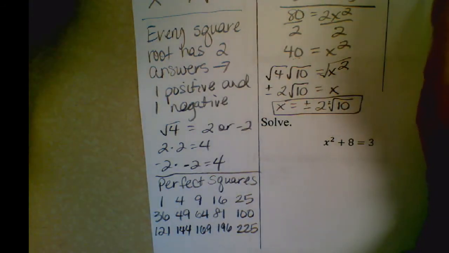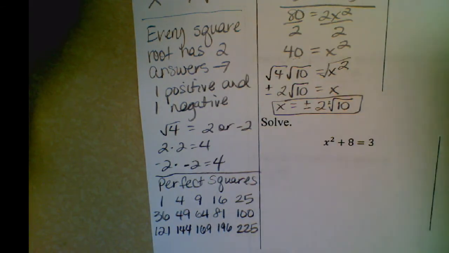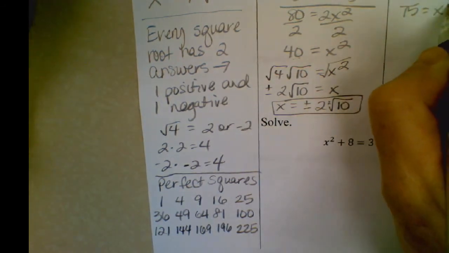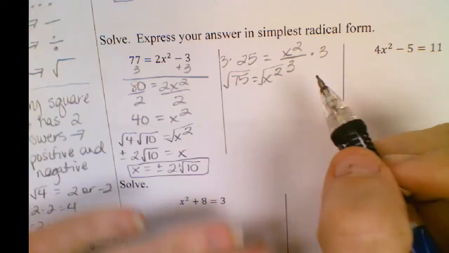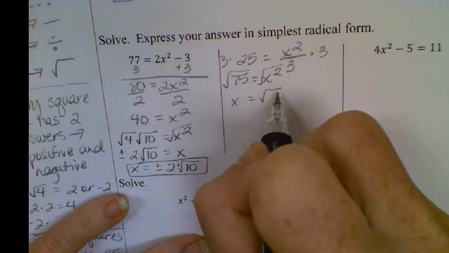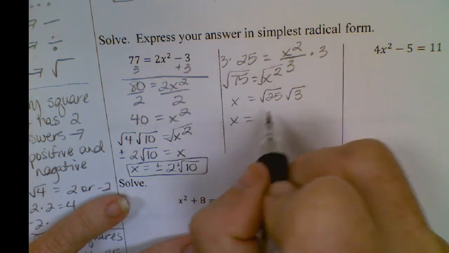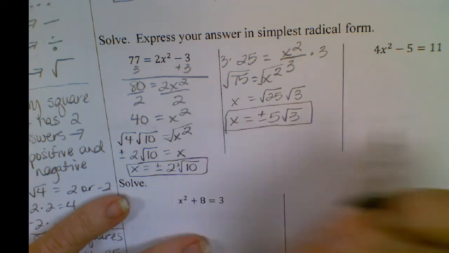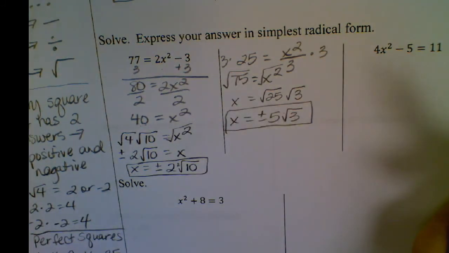Okay, let's try 25 equals x squared over 3. So we're going to multiply both sides by 3. So we get 75 equals x squared. Then we're going to take the square root of both sides. Well, it helps because 25 is a perfect square. So I'm going to flip this around. So we have x equals square root of 75 can break into 25 and 3. And then square root of 25 is 5. Square root of 3 is not a perfect square, so we leave it alone, just like that. Okay, 5 squared is 25 times 3 is 75, so that checks out.